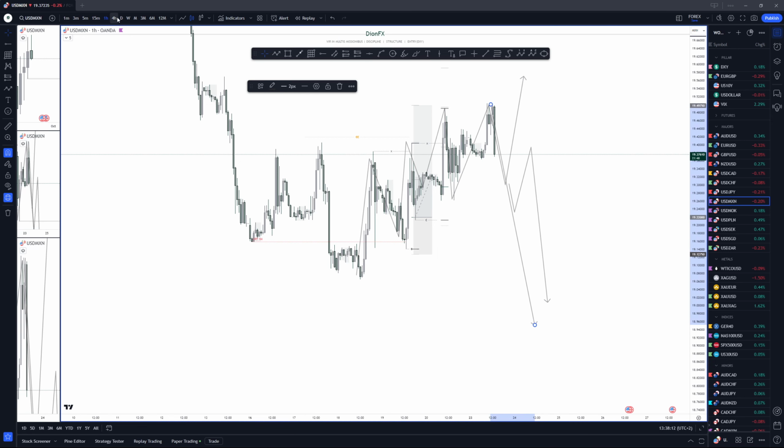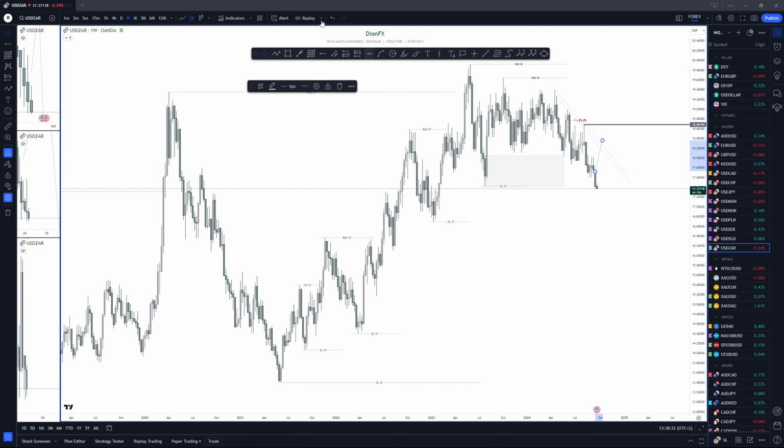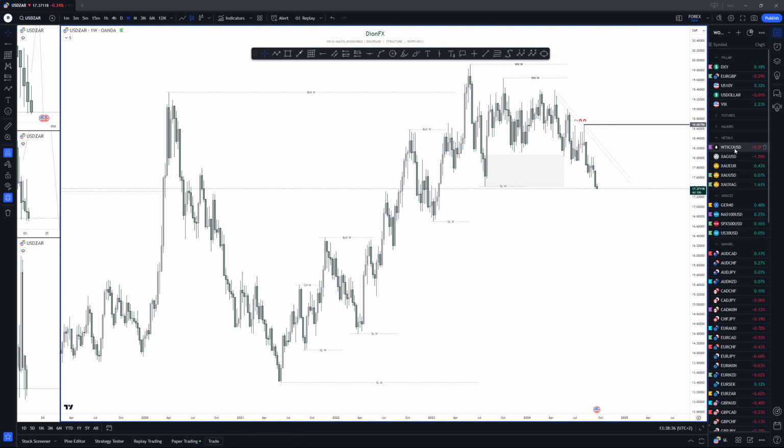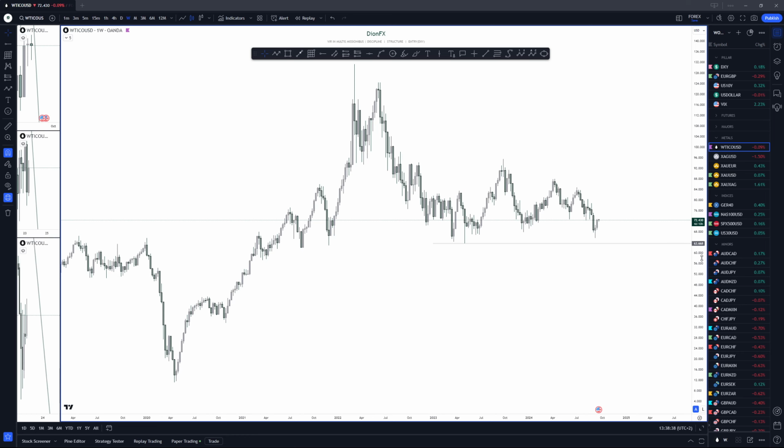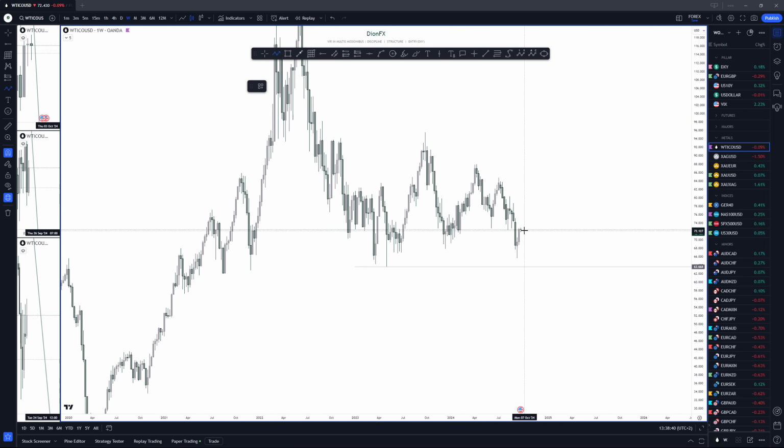NOK also to the downside, PLN to the downside, SEK to the downside, SGD to the downside, ZAR to the downside. ZAR is so weak, man. Holy shit, it's so weak. Okay, so that will be all for these ones. Oil, I would like to see it go down again right after we come right there, like to see it continue to the downside.